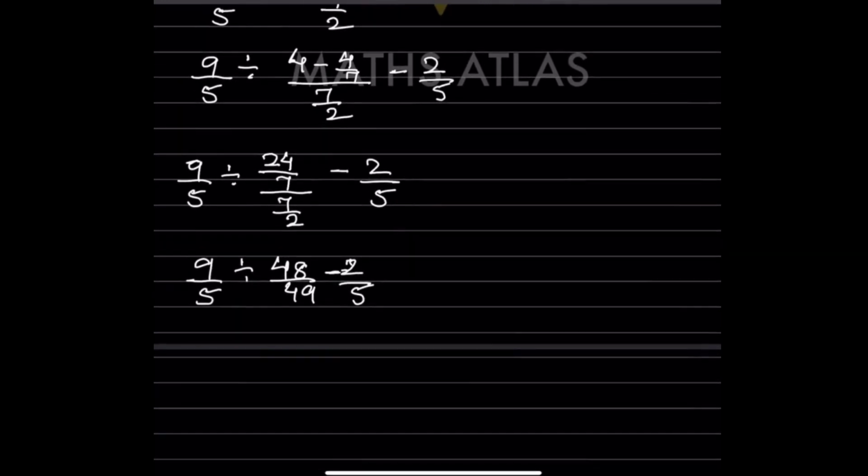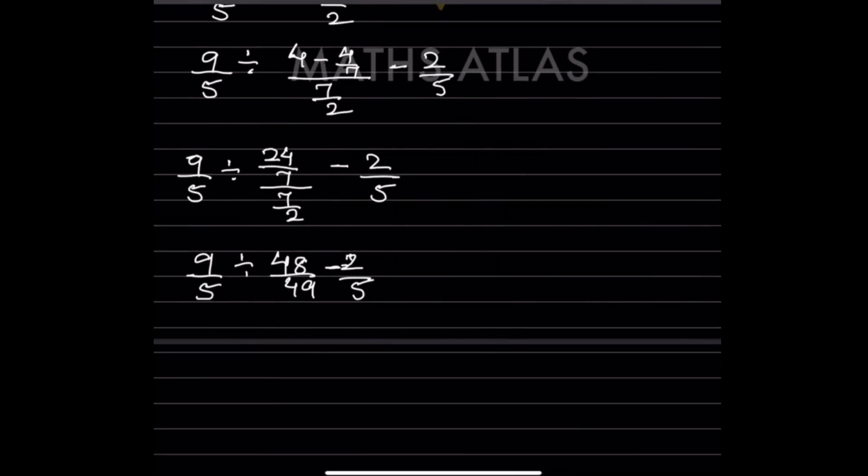So now here, what will you do? Whenever there is a division sign here, this is the left hand side, and this is the division sign, and this is the right hand side. So always the left hand side is going to be the same. So we'll write here 9 by 5 as it is, and this will be multiplication. This division is going to become multiplication, but since we have multiplied, this is going to get flipped over. So this will be 49 divided by 48, and this minus 2 by 5 as it is.